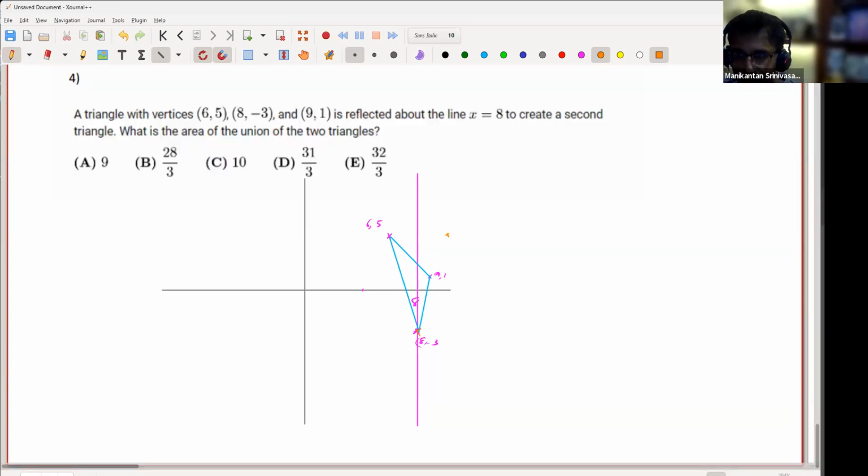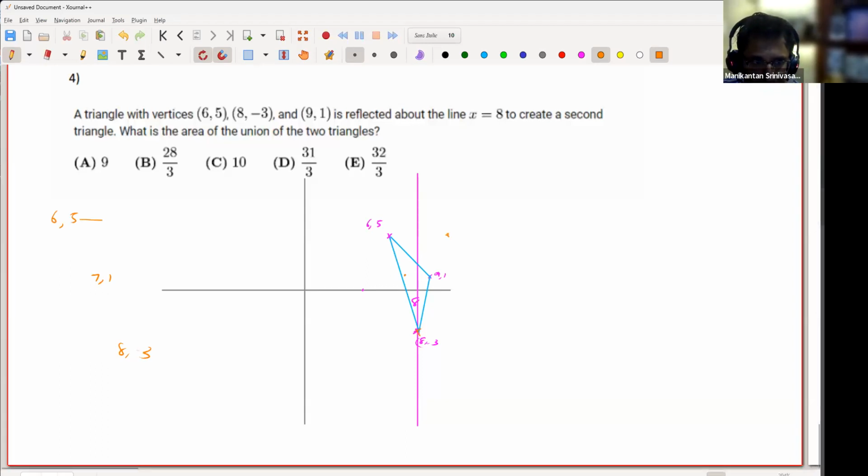9, 1 is 1 unit to the right of the reflection line. Therefore, we have to go 1 unit to the left. So for now, I'm just saying it's 7. But what about the y coordinate? So 7, 1. I don't know whether 7, 1, but let's see whether it falls within or outside of this. Sorry guys, I don't want to over confuse you. So we have 6, 5 somewhere here. We have 8, -3 somewhere here. We have 7, 1 somewhere here. Let's see whether this 7, 1 will fall to the right of the blue line or left of the blue line or on the blue line.